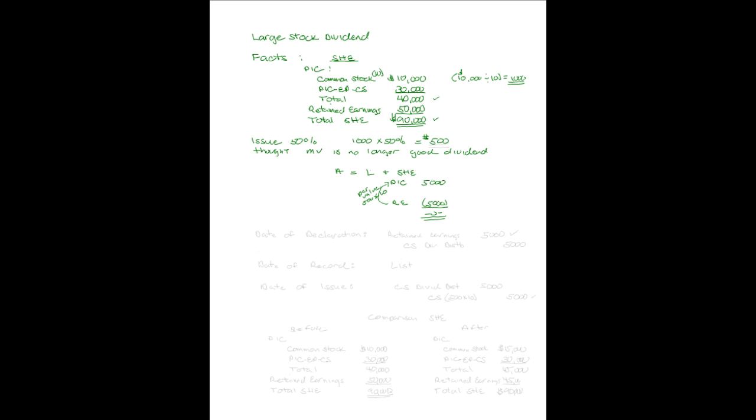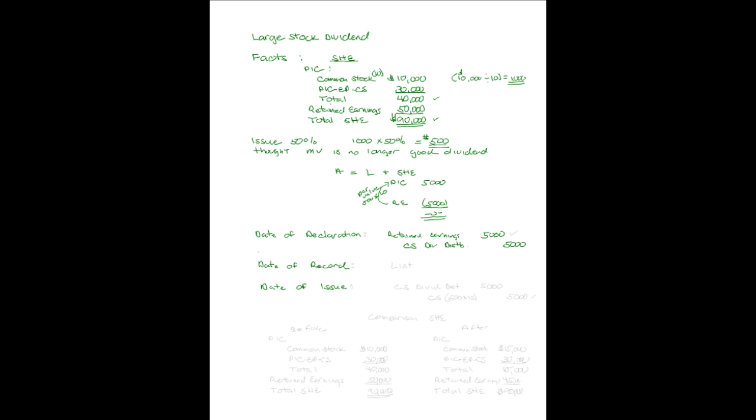There are three important dates. Can you remember them? We have the date of declaration, where we will debit retained earnings, and we'll credit common stock dividend distributable, that temporary account. I'm abbreviating even more. And the amount will be at par value. We're issuing 500 shares, and par value is 10. 500 times 10, 5,000. Common stock dividend distributable, 5,000.